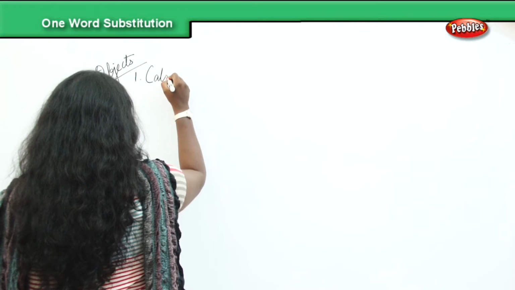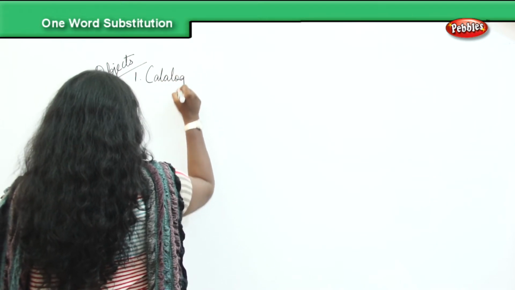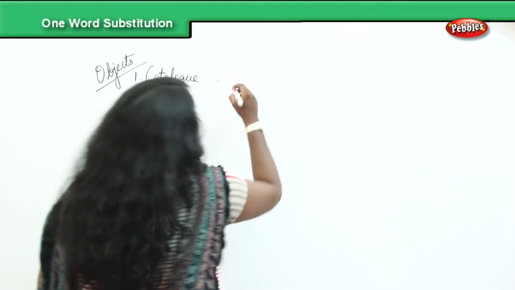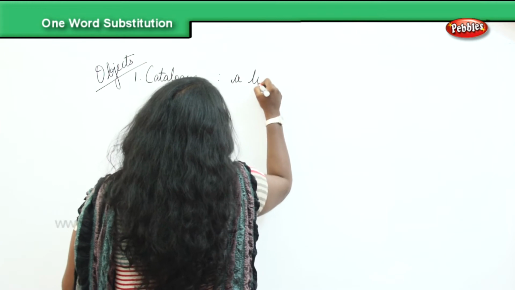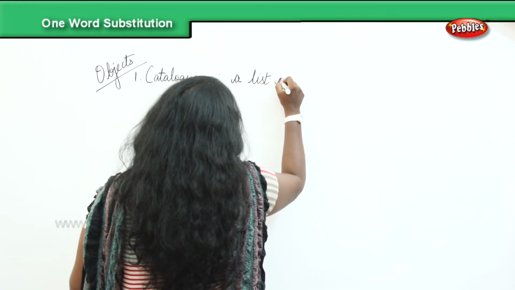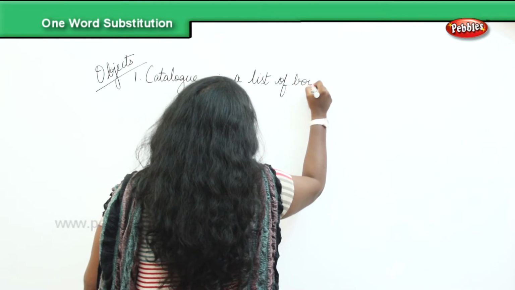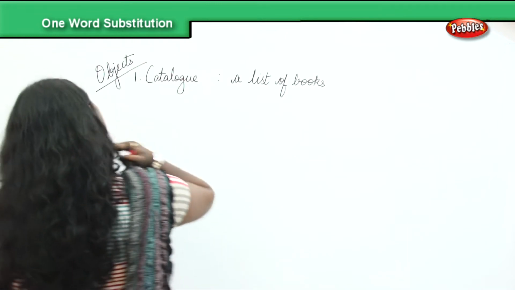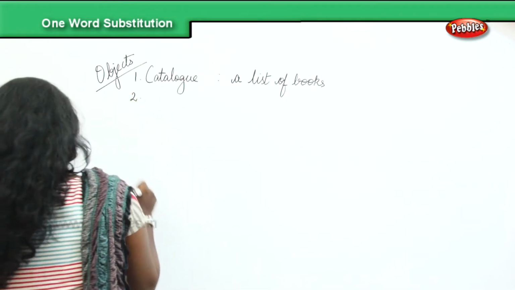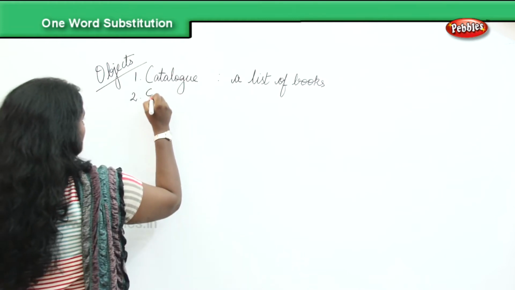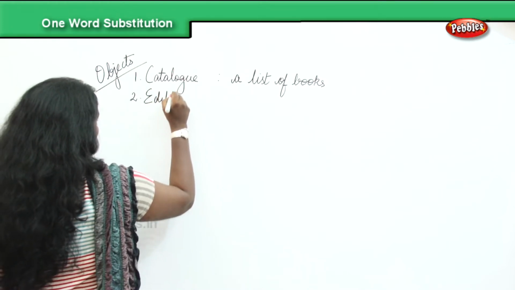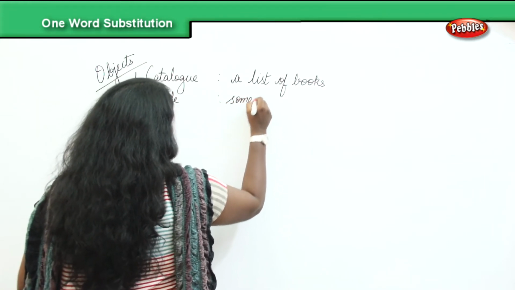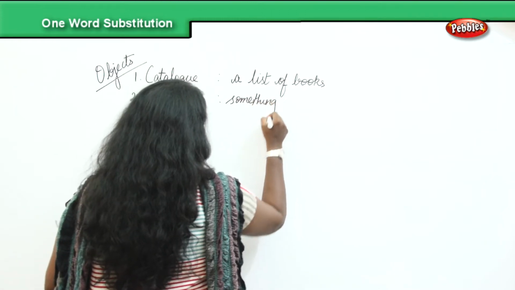Catalog. What is a catalog? Catalog is a list of books. Let's move on to the next word, edible. Edible is that which is fit to eat.